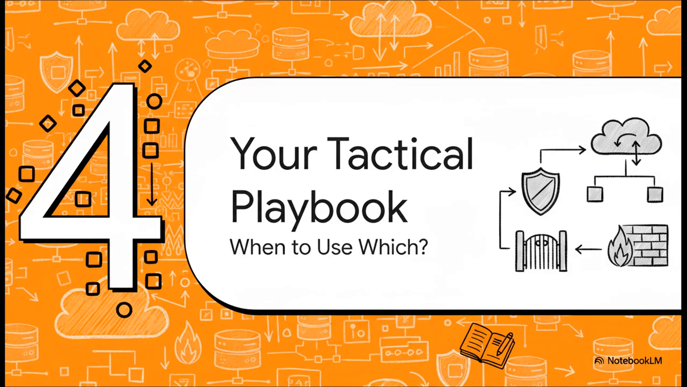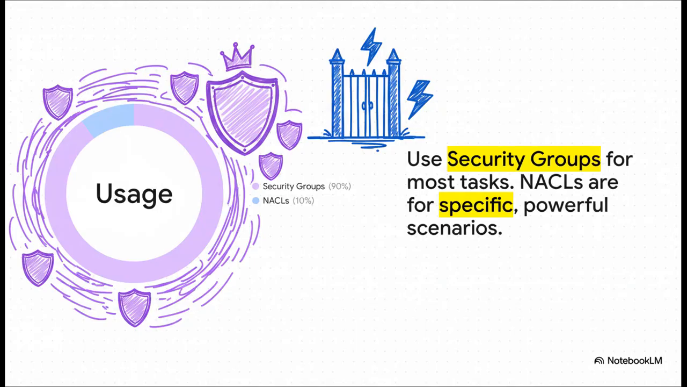All right, that's enough theory. Let's get practical. This is your tactical playbook. When do you actually use each of these guards? So let's be super clear about this. For about 90% of your day-to-day security work, you are going to be using the Bodyguard, your security group. It's your primary go-to tool. The Gatekeeper, the NACL, is more like a specialized heavy-duty tool that you pull out for very specific, powerful reasons.